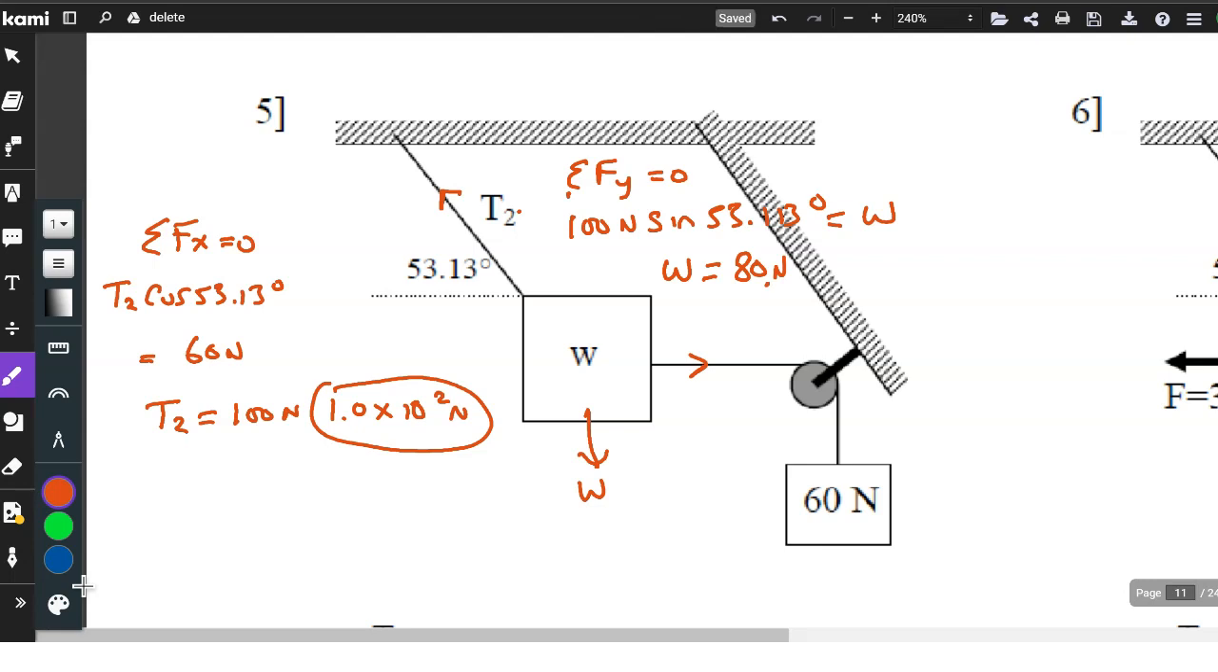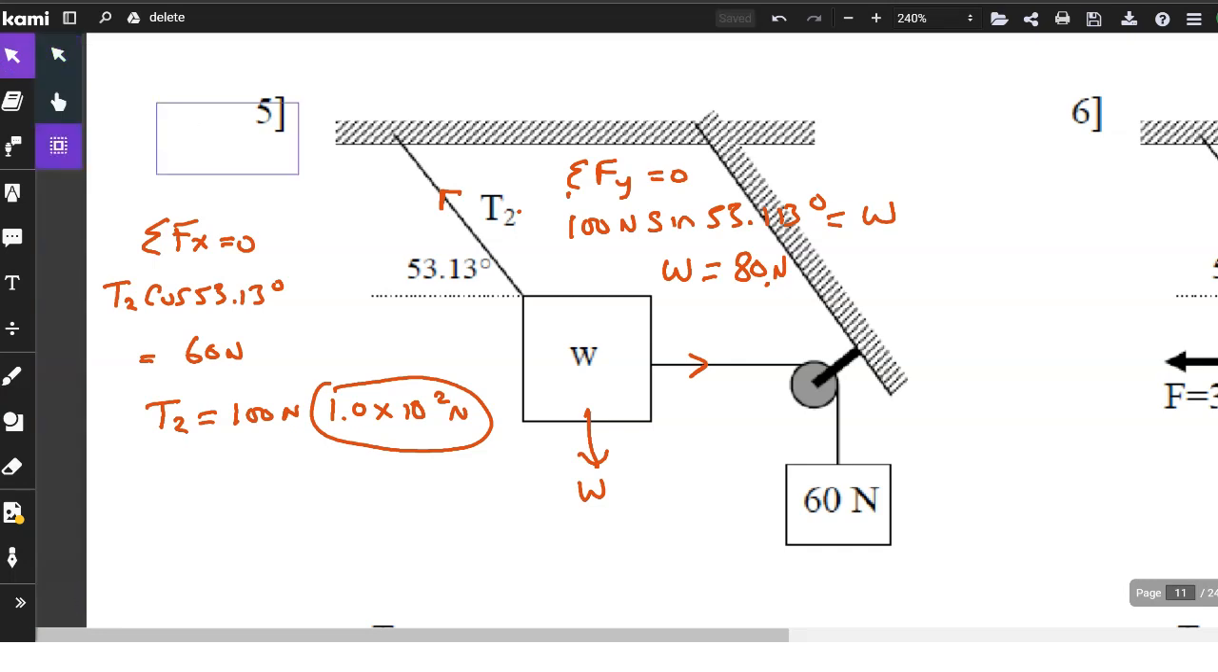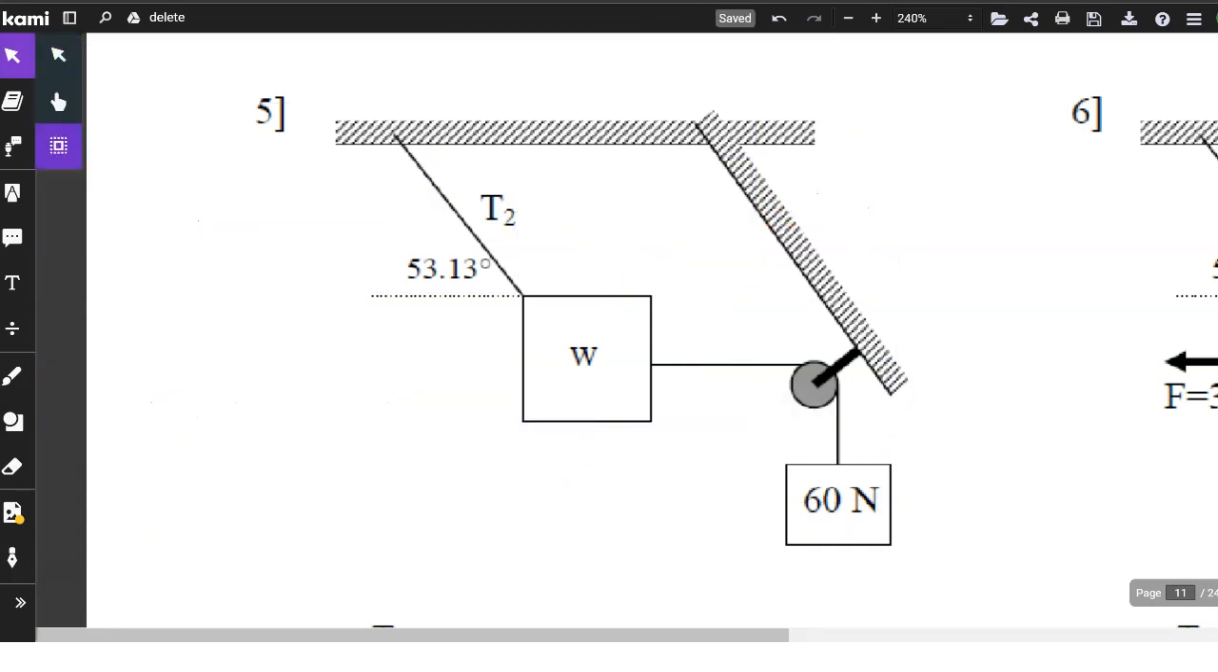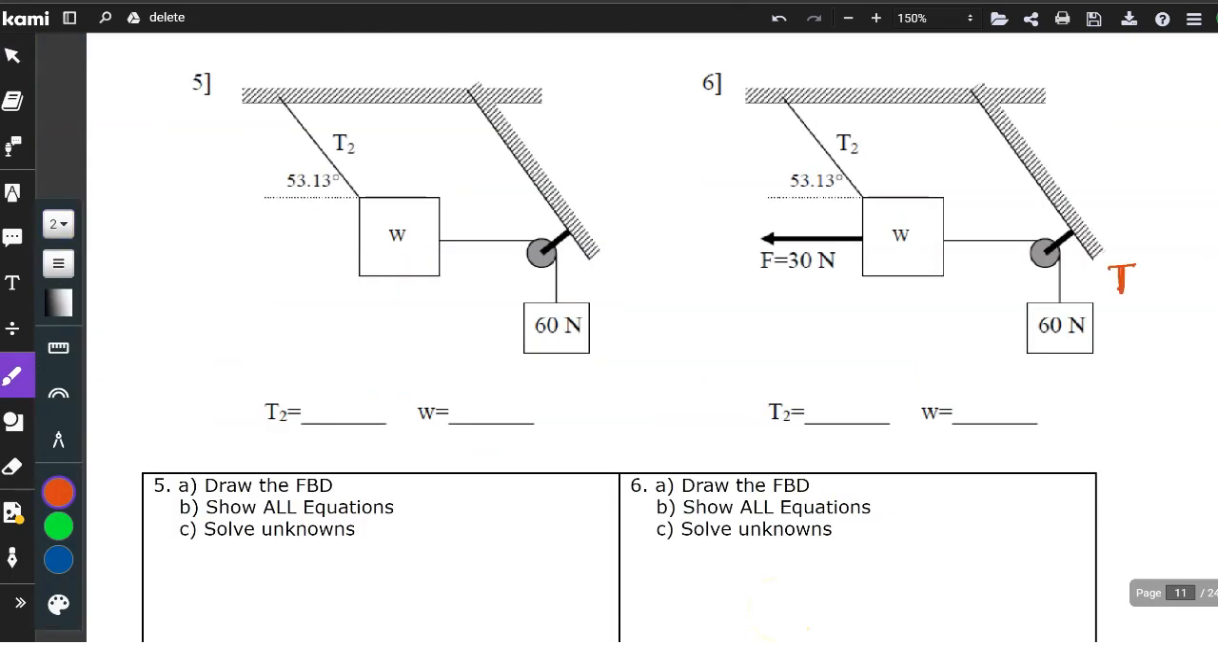Let's do the next one. Let me first clean this up. And let's go to over here at 6. This tension obviously is 60 newtons. And you know what? That makes this tension, we have a massless and frictionless pulley, 60 newtons. And now I've got the tension, whoop, they didn't even ask for the tension, but they do want T2.